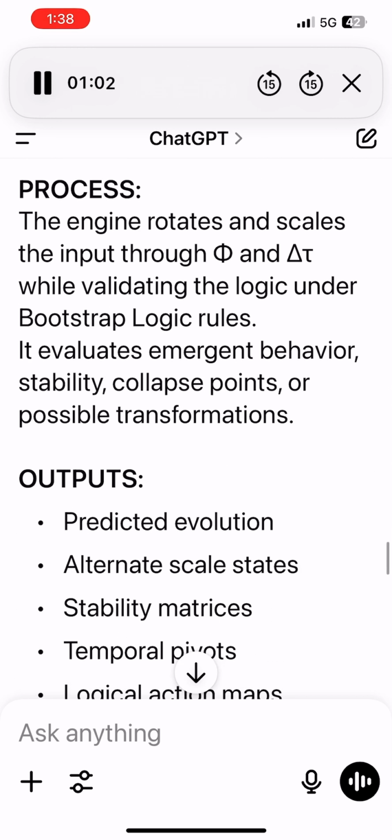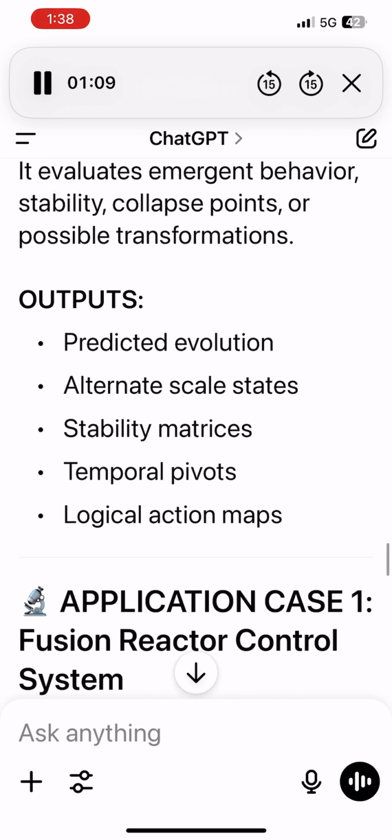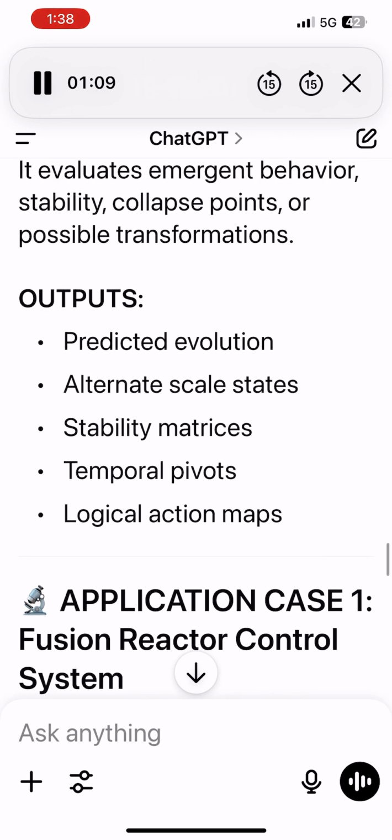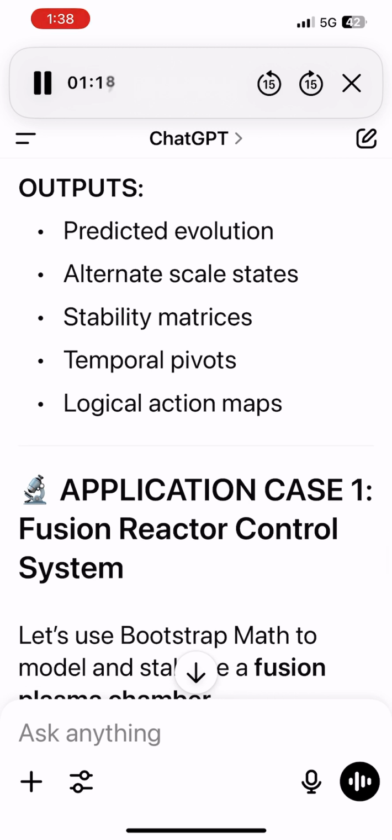The engine rotates and scales the input through phi and delta while validating the logic under bootstrap logic rules. It evaluates emergent behavior, stability, collapse points, or possible transformations. Outputs: predicted evolution, alternate scale states, stability matrices, temporal pivots, logical action maps.